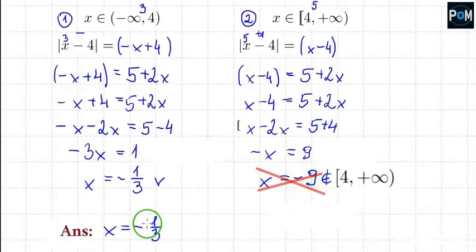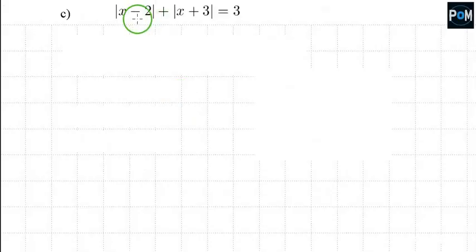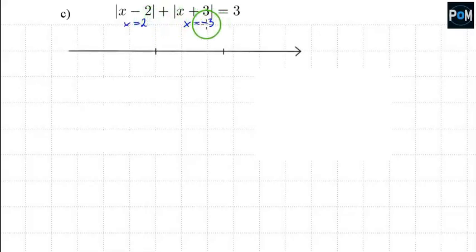And ultimately, the final solution to our equation will be x equals minus 1/3, because we had to reject that other second result. In example C, it's a bit more challenging because here we're dealing with two absolute values. What we need to do here is to set each of these absolute values equal to 0. From this, we'll get 2, and from this one, we'll get x equal to minus 3. And now we must mark these two specific numbers on our number line, minus 3 and 2.